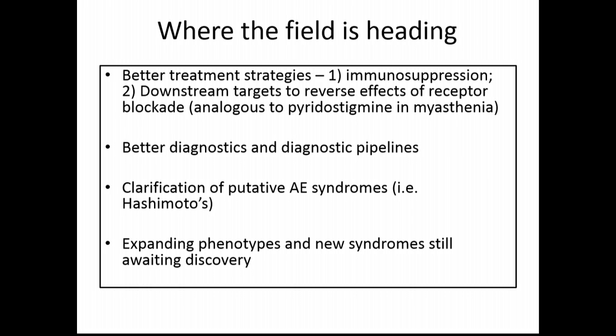We're going to discover new antibodies. The pipelines and the ability to get these antibodies tested for our patients quicker and with more specificity is just going to get better and better. We're going to clarify some of these putative autoimmune encephalitis syndromes, and I'm very, very excited about the future here. And so I'll stop there and take questions.